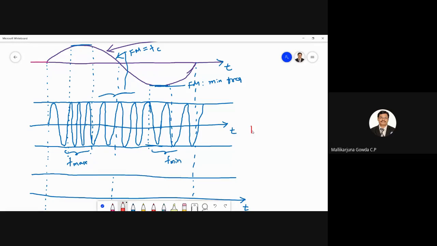Yes, use it as written. This is the FM wave. And this we call the envelope. So the envelope is constant here, right?